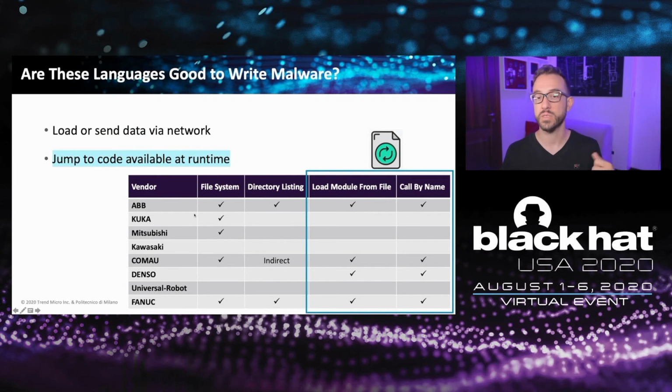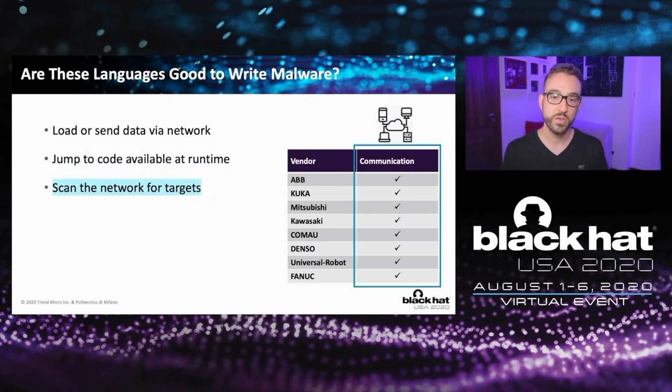Secondly, if we want to develop some advanced malware, we need the ability to load code that is only available at runtime. We've seen that in most of the languages we have the capability to load code in the robot's memory and then jump to it. Third, we need to be able to scan potential new targets over the network, so we need a port scanner essentially. And at least on paper, we have all the features that we need as well.